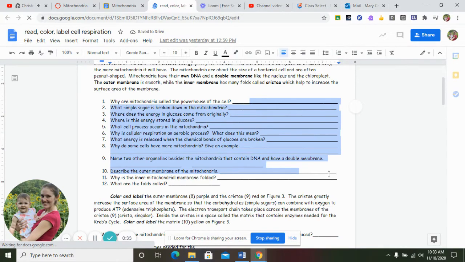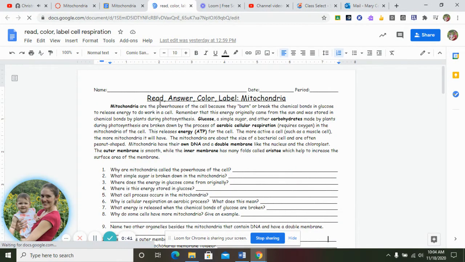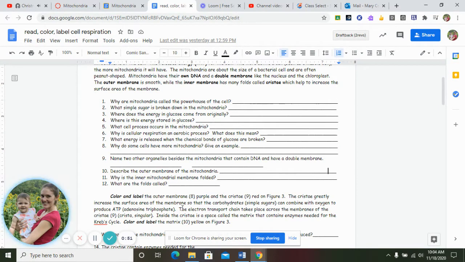It is in a Google Doc. You are not going to be coloring. I know in the instructions it says that you're going to be coloring things, reading, answering, coloring, and labeling. You're not going to be coloring and you're not going to be labeling the diagrams. You're only reading and answering the questions that go along with it, okay? So ignore it where it says color and label.